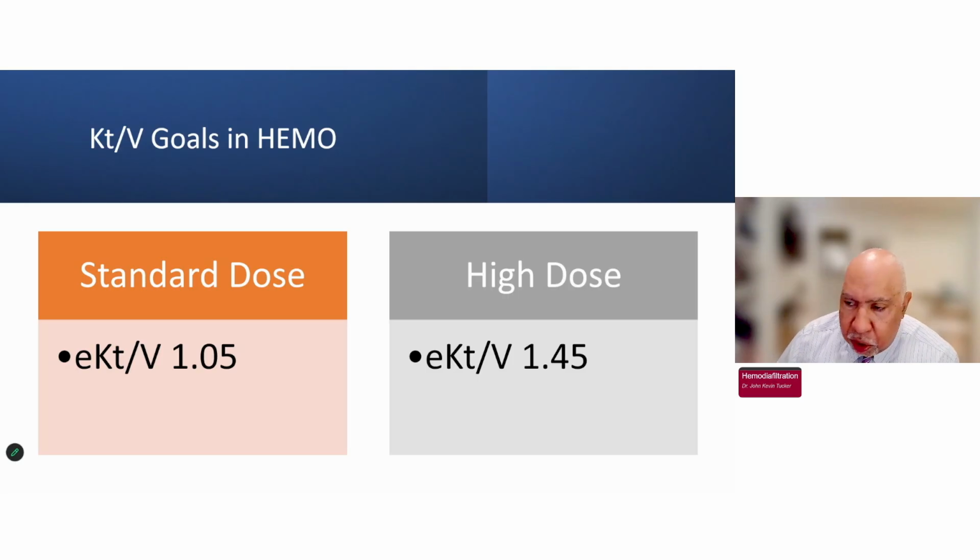The Kt/V goals were based upon the equilibrated Kt/V, which is slightly lower than the single pool Kt/V. And you can see that the goal for those randomized to the standard dose was an eKt/V of 1.05, which corresponds to a single pool Kt/V of about 1.2 to 1.3, and a high dose eKt/V of 1.45, which would correlate to a single pool Kt/V of about 1.6 to 1.7.